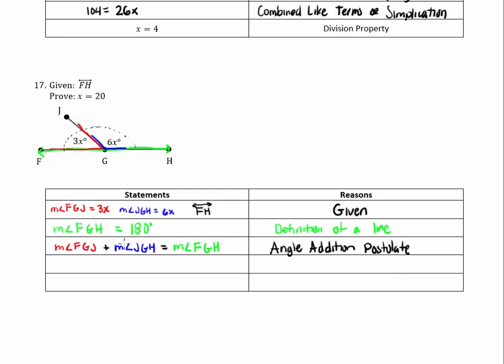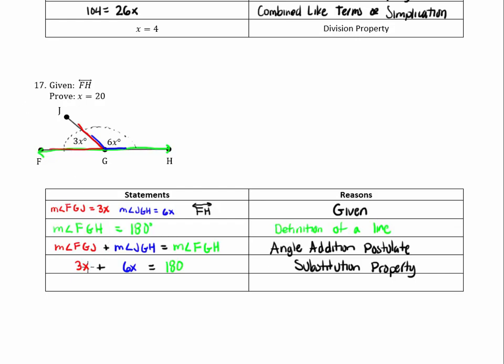So now what we can do is substitute. We know that the measure of angle FGJ is 3x. We know that the measure of angle JGH is 6x. And we know that the measure of angle FGH is 180. We didn't know this, which is why I said we probably should put this in here. It's kind of given, but it wasn't explicitly said, so it was probably good to make mention of it. And what did we just do there? We substituted values in, so that was the substitution property.